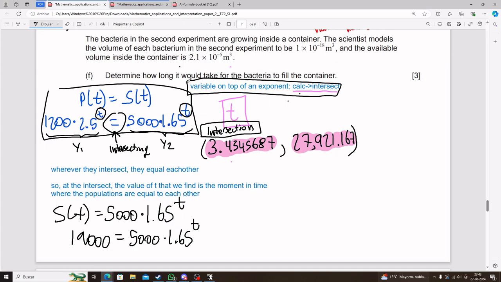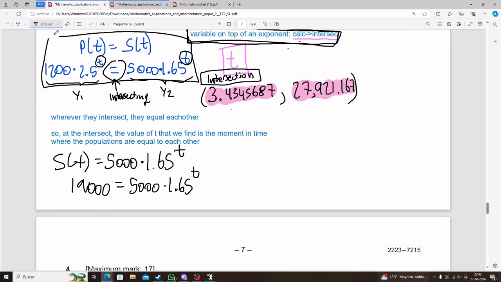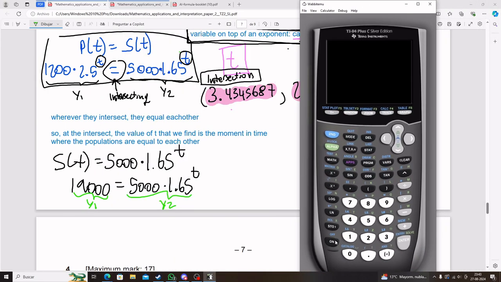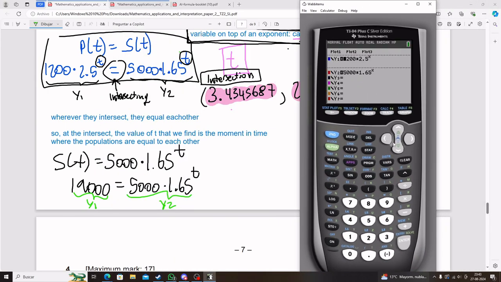Now, once again, I'm facing the issue where we have a variable on top of an exponent, so I can do calc intersect once again. So I can call this y1, I can call this y2. The procedure is the same, okay? So from here, well, y2 is already written in. I just gotta change y1 to be 19,000.